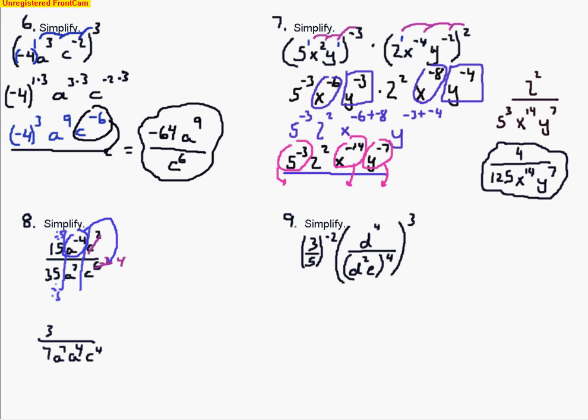Now I just collect those two terms together with the common base and rewrite my answer. So I still have the 3 on top. We still have a 7 on the bottom, but now we have 11 a's on the bottom. 7 and 4 make 11, and c to the 4th power. And there is our answer.